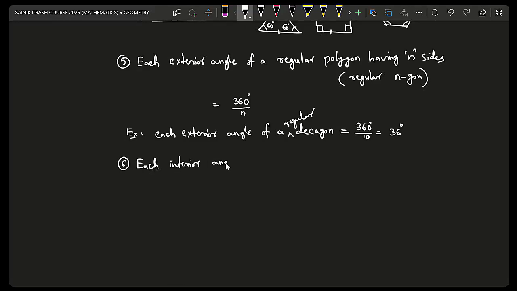Each interior angle of a regular polygon having n sides. So who will answer this? Shriyansh already used that formula in one of the previous questions. Now I want the exact formula, what to be used here.